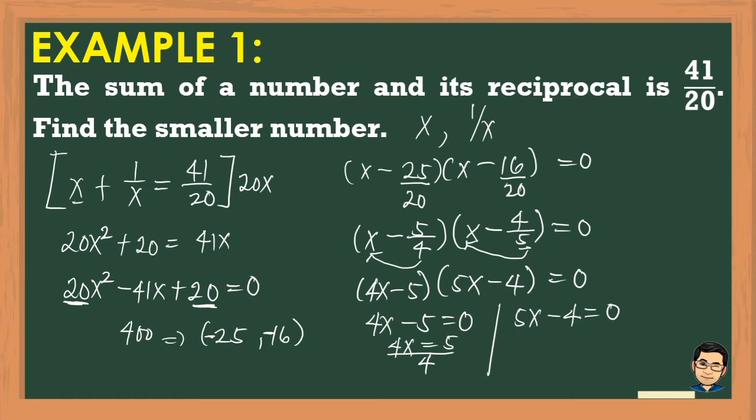Then, 5x minus 4 is equal to 0. Magiging 5x equals 4, and divided by 5. So, the value of x is equal to 5/4. Then, x is equal to 4/5. So, ito po yung mga numbers na hinahanap po natin, 5/4 tsaka 4/5. Okay, so, smaller number po ang ating hinahanap. Ang sagot po natin is 4/5.